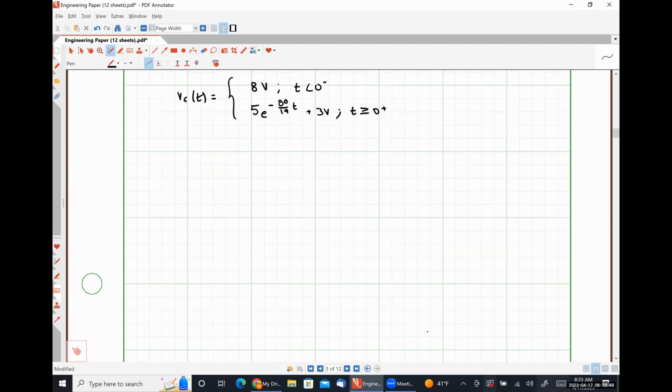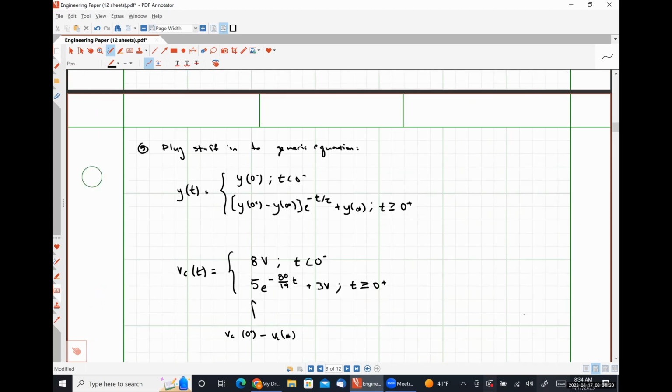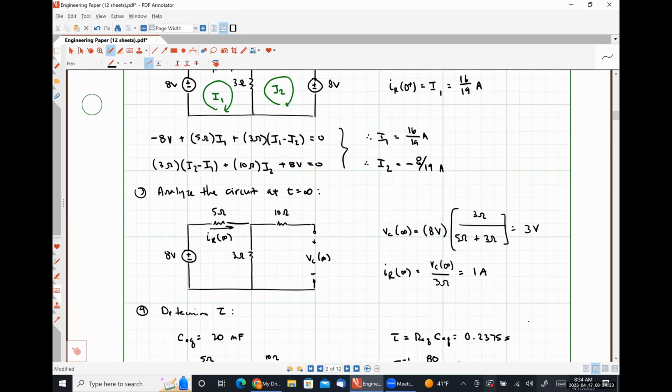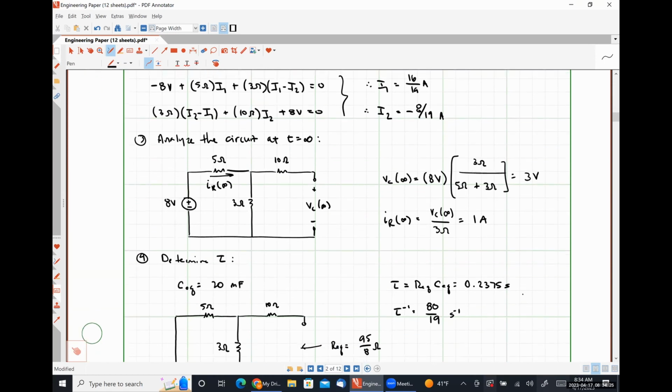Just to be really clear here, this 5 comes from y at 0 plus minus, or let me write this as VC at 0 plus minus VC at infinity. And our resistor current is going to be 0 amps for t less than 0 minus. And let's see, 16 over 19 maybe? Yeah, 16/19 minus 1 is negative 3 over 19.